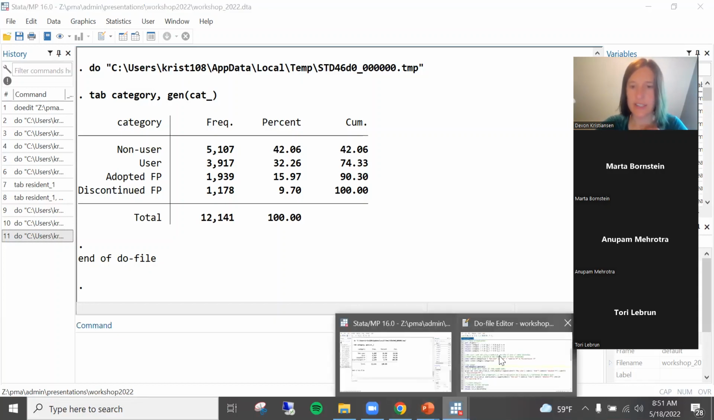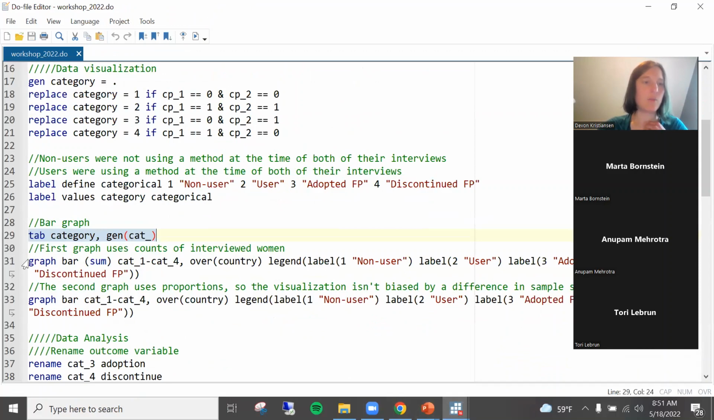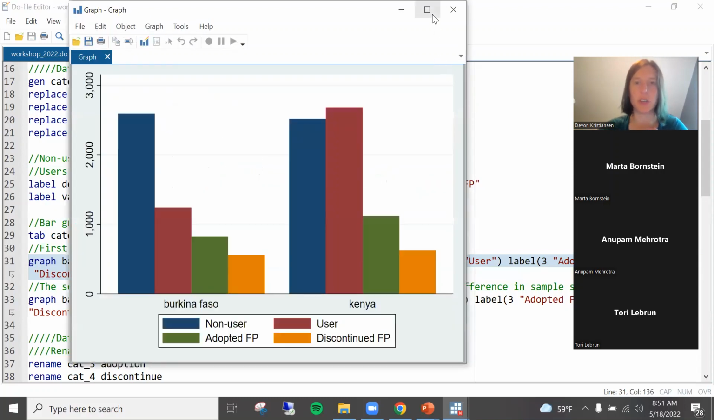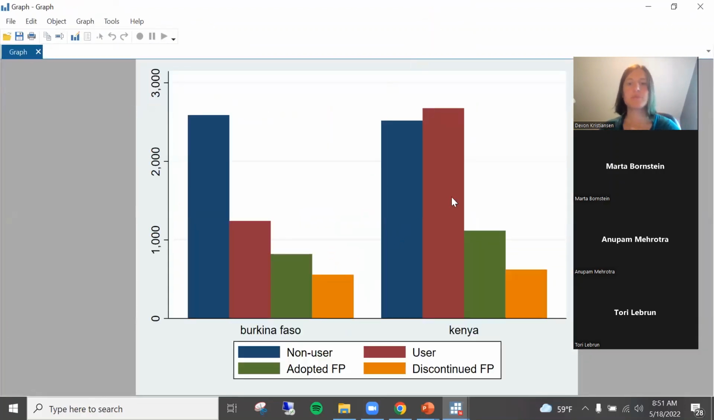And just so we can get a sense of how Kenya and Burkina Faso differed, I've got a bar graph, and we'll be comparing these categories between the 2 countries. So I'm using unweighted counts of women. So as you can see, there are a lot more consistent users in Kenya than there are in Burkina Faso, but this does not take into account that these samples have different sample sizes.